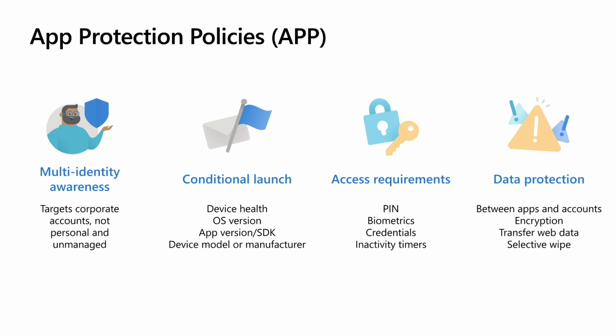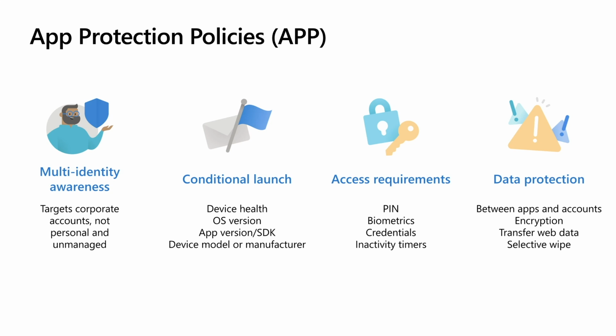With app protection policies, we've broken things down into three key areas: conditional launch, access requirements, and data protection. You may be wondering how we can ensure that devices are healthy in the event that we're not enrolling the device. This is where our conditional launch capabilities come into play. We can evaluate whether the device is rooted or jailbroken. We can leverage mobile threat defense vendors and Microsoft Defender ATP to provide more holistic information on the device health. We can look at other device-specific characteristics like the operating system version, the device model or manufacturer, the app version.